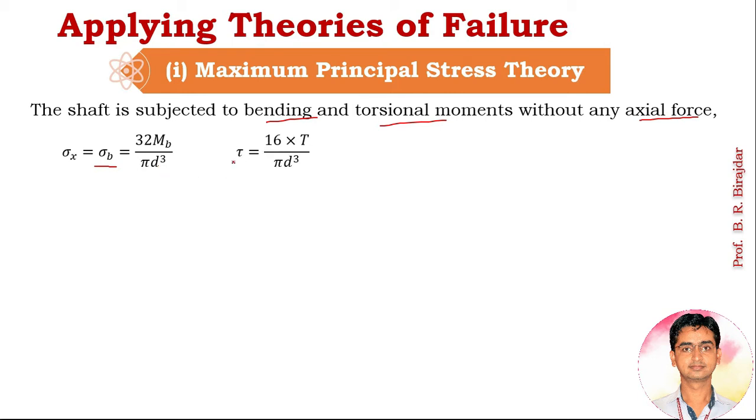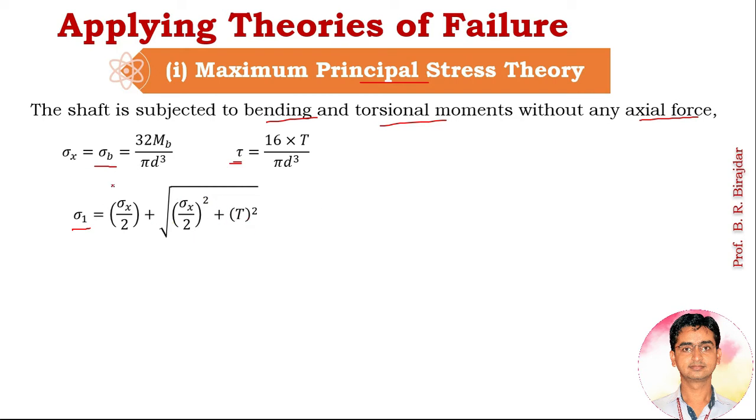Then the shear stress induced in the shaft when there is a torque acting on that shaft: we know that the torque T is equal to pi by 16 tau d cube. Rearranging, the shear stress is equal to 16 T divided by pi d cube, right. According to the principal stress theory, the maximum stress sigma 1 is equal to sigma x by 2 plus under root of (sigma x by 2) squared plus tau square.